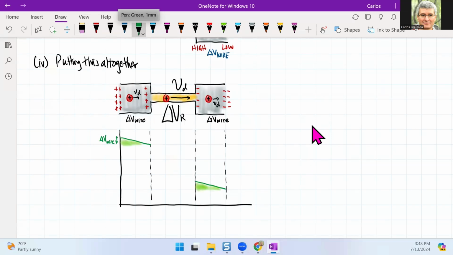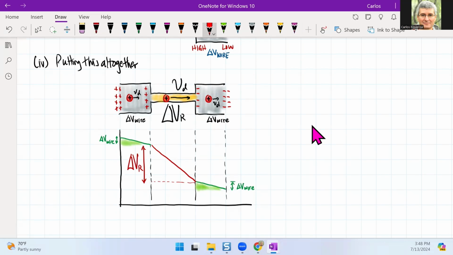This right here is also the voltage of the wire. But now I have a huge drift velocity. And because I have a huge drift velocity, this has to be steeper. And so when I'm looking at this guy, you can see here is that now this is the big voltage drop across the resistor.